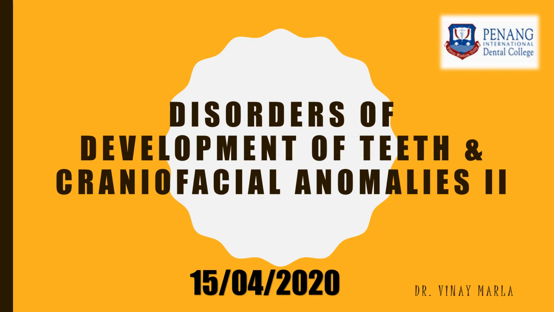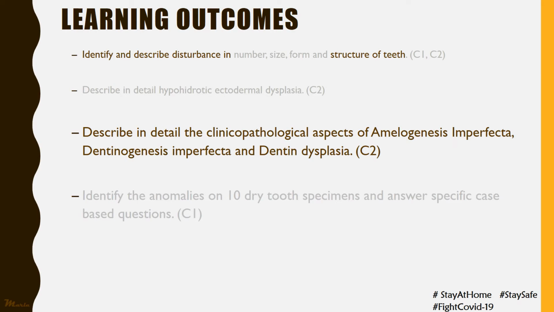Today we will be discussing part 2 of the topic Disorders of Development of Teeth and Craniofacial Anomalies. Previous week we had discussed the developmental anomalies related to the number, size and morphology of teeth. In today's learning outcomes, we will be able to identify and describe the disturbances in relation to the structure of teeth. We will also be describing in detail the clinico-pathological aspects of Amelogenesis imperfecta, Dentinogenesis imperfecta and Dentin dysplasia.